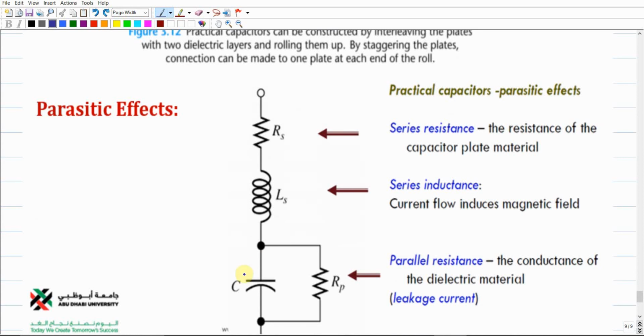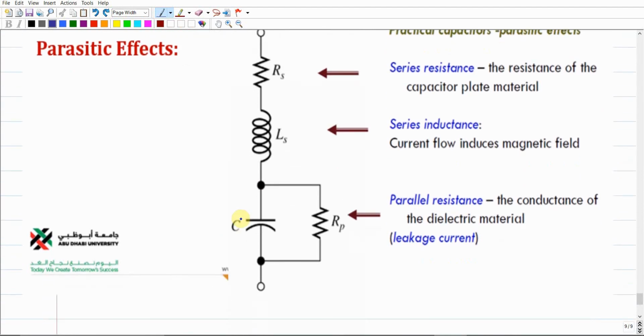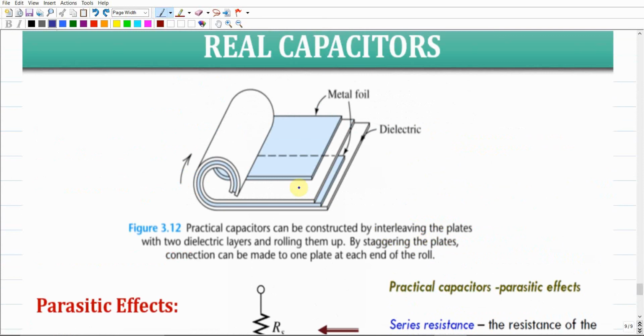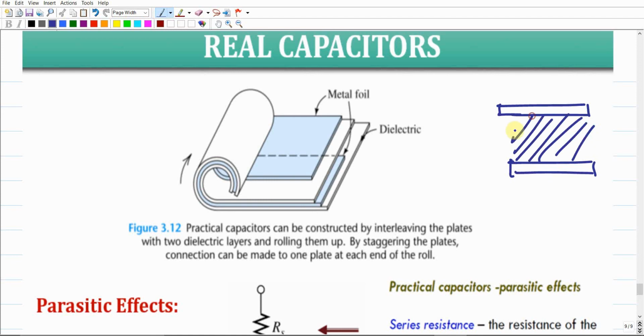Okay? So the real capacitor has some resistance and some inductance, as already represented here. We are going to have one resistance in series, another resistance in parallel to the capacitor itself, and in addition the inductance. This is a representation of the real capacitor. So what does it mean? As we represented above, the capacitor has one plate, and there is another plate, and there is some dielectric material in between, right?